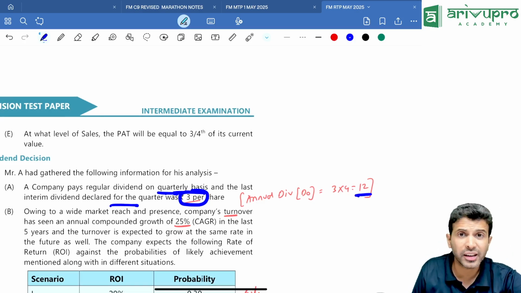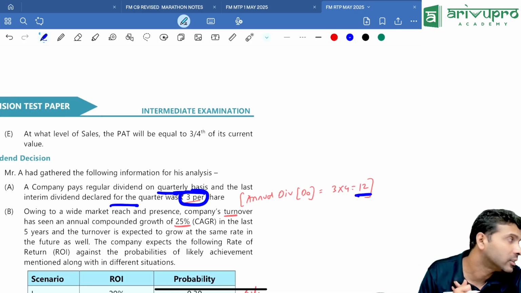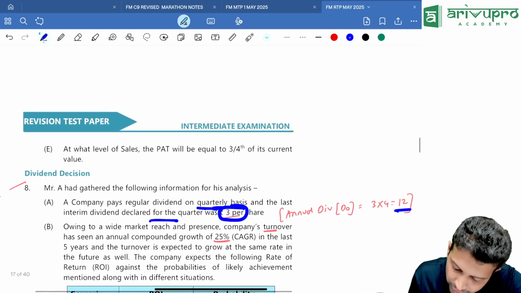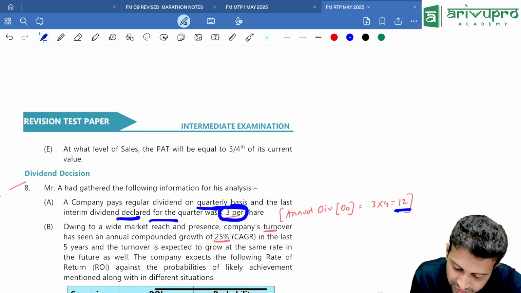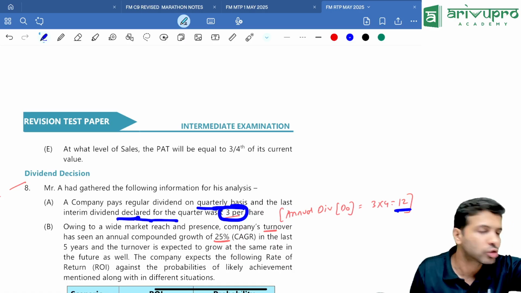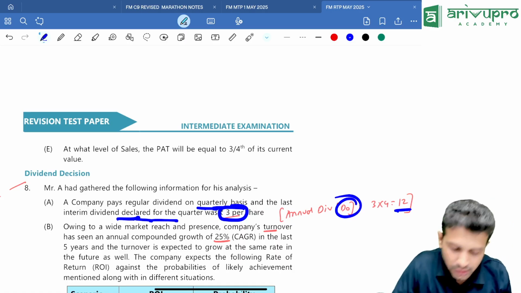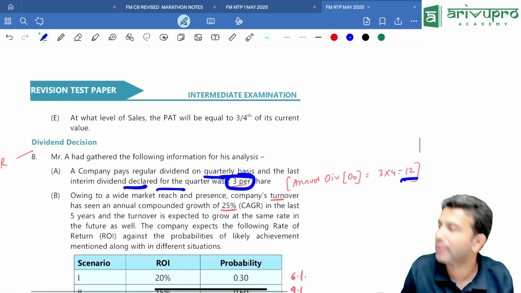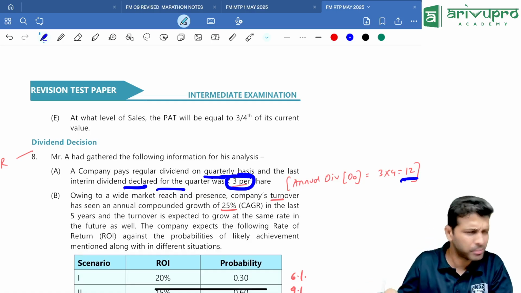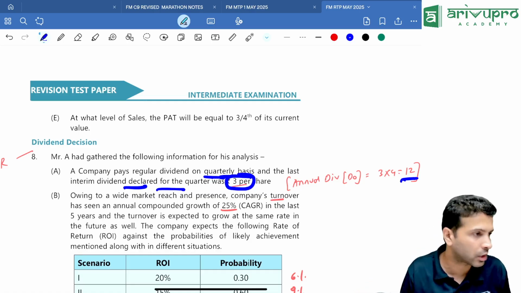Sir, this dividend, company is contemplating, thinking to pay or already paid? Check it. Company pays regular dividend on the quarterly basis and the last interim dividend declared. Declared means dividend is already paid. So D1 or D0? D0. How much is D0? 12. They have given quarterly dividend. We have to convert it into annual dividend. Same ditto question we have done in class. No change at all.